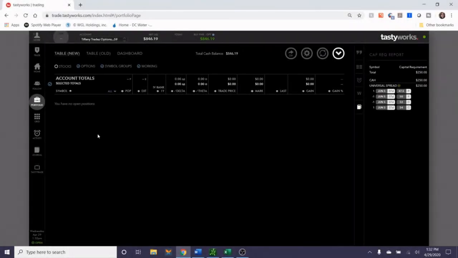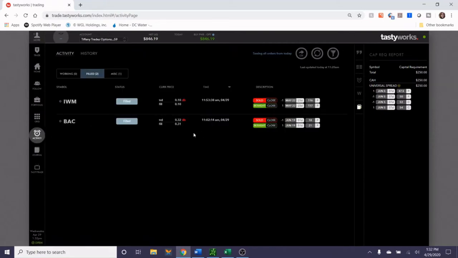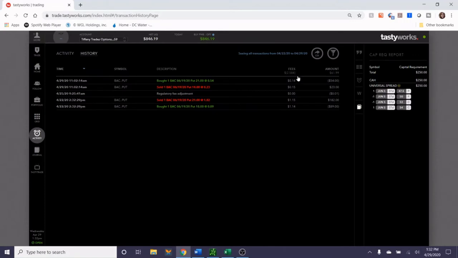Okay, I'm back, and consistent with past videos where I've waited for working orders to get filled, I took a break. I went to the grocery store. While I was away, I got an alert that IWM had been filled. Just take a quick look at the activity. So, Bank of America was actually filled at 31 cents, and IWM was filled at 10 cents.